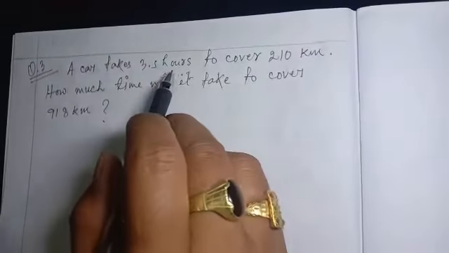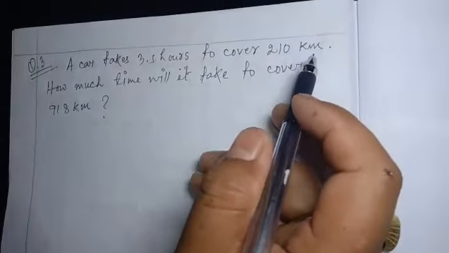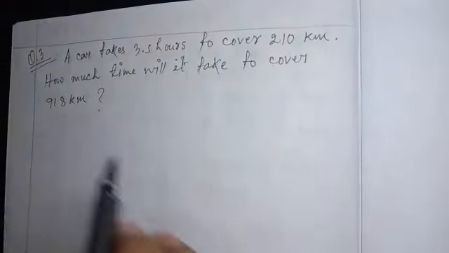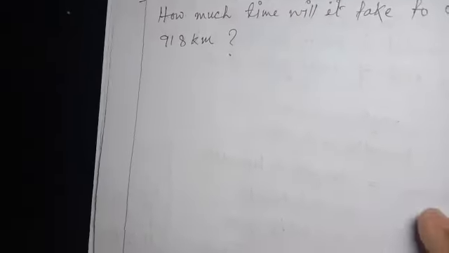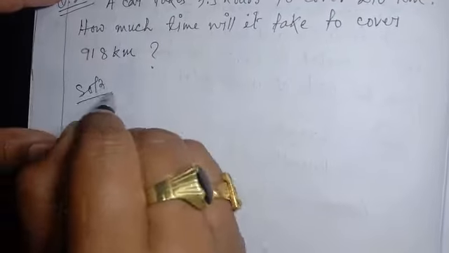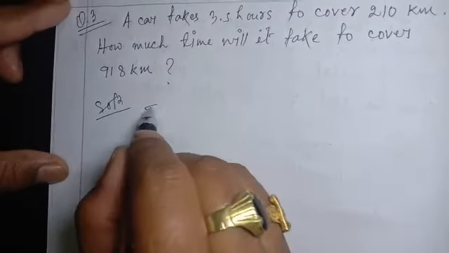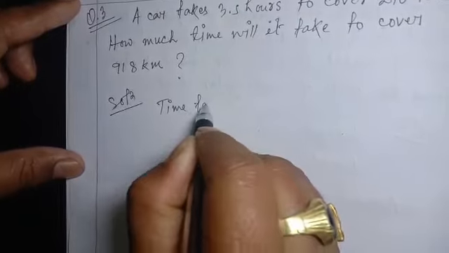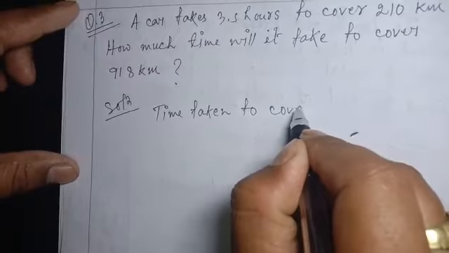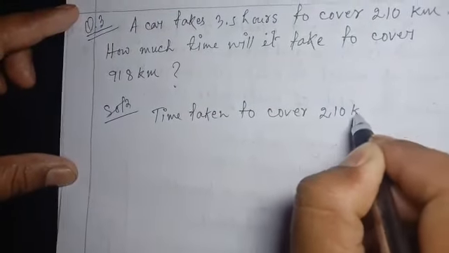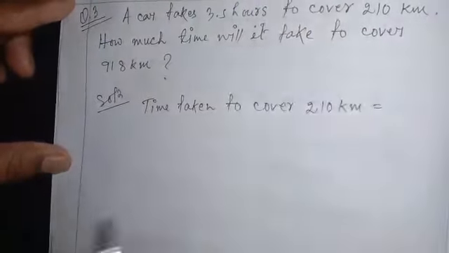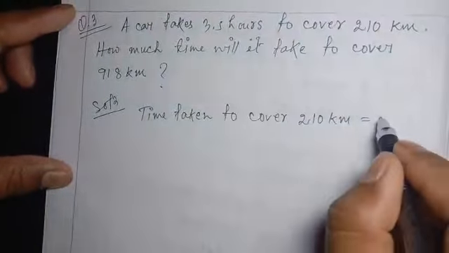A car takes 3.5 hours to cover 210 kilometers. How much time will it take to cover 918 kilometers? Solution: time taken to cover 210 kilometers. How much time does it take to cover 210 kilometers?